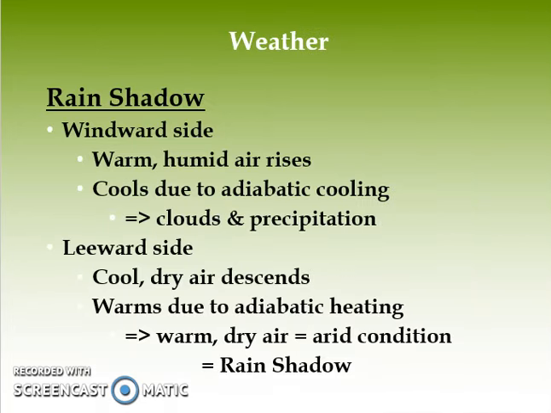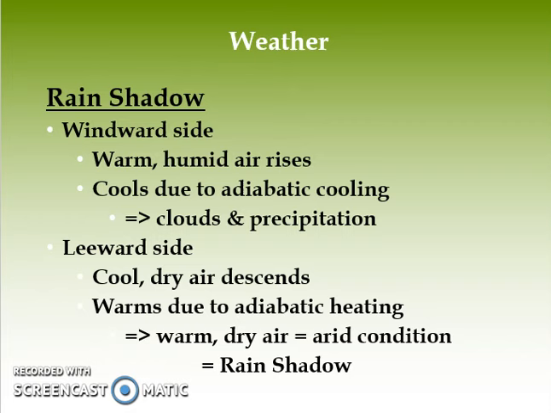Rain shadow effect, this is really kind of a cool thing. Basically you get air coming onshore from the ocean. That air is usually warm and wet, picking up humidity from the ocean. When it hits coasts that have a mountain range near the coast, that warm air starts to go up the mountain range, and you get adiabatic cooling. So you're going to get clouds and precipitation. On the windward, the ocean side, you're going to get lots of humidity and nice temperatures, and you're going to get forests.